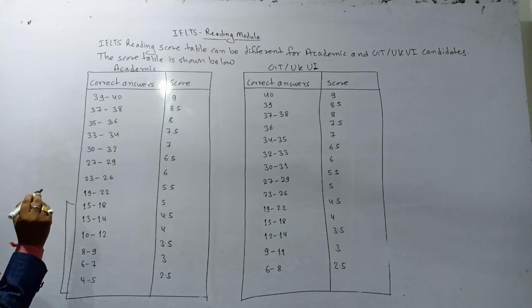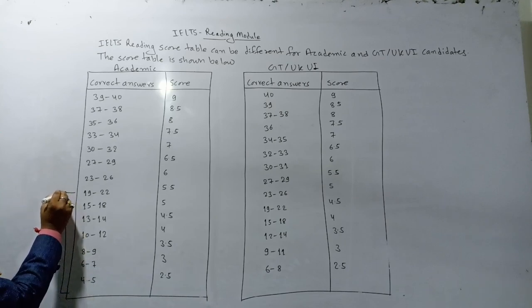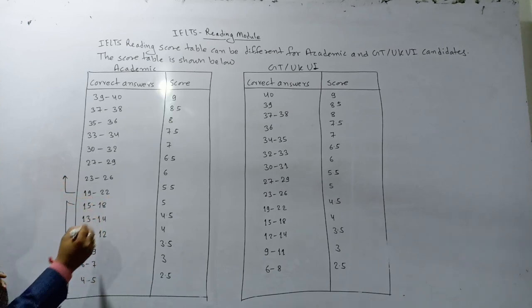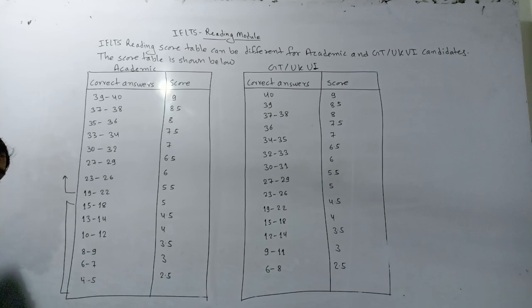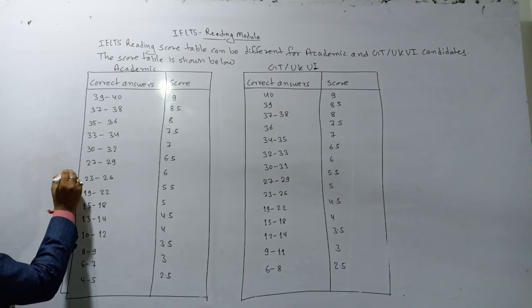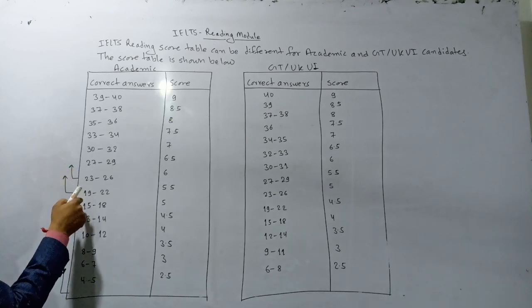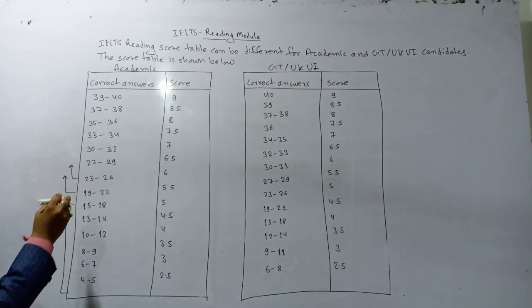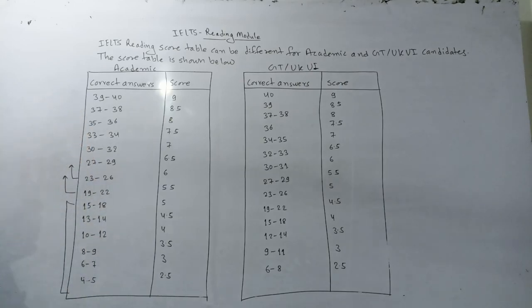So what should you focus on? You have to focus on the score above this. 19 to 22 score, that means 5.5. Those who are applying for Canada should get 23 and above. They should not wait for below 23. So you should focus on getting a higher score to apply for further education.